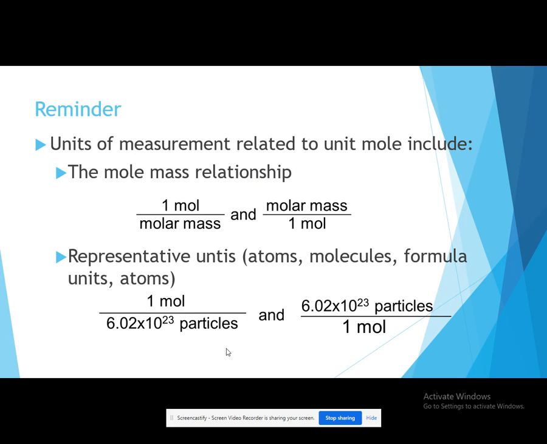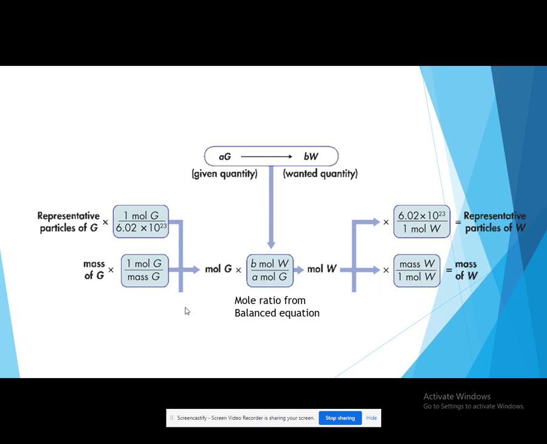So a reminder, just from the previous lessons and last chapter, units of measurement related to the mole include the mole-mass relationship. To go from moles to grams and vice versa, you have to use 1 mole over molar mass, and it will always be 1 mole. For represented particles, things like atoms, molecules, and formula units, you're going to use Avogadro's number, and with this number, you always attach 1 mole as well.